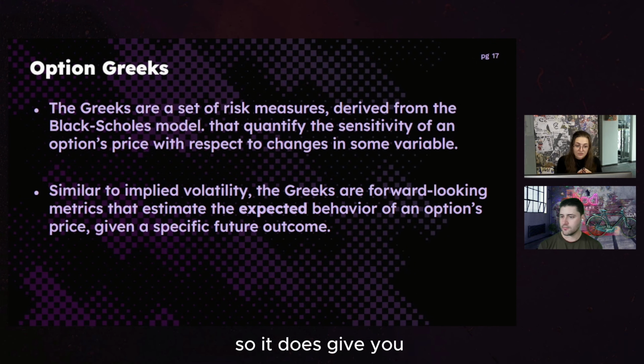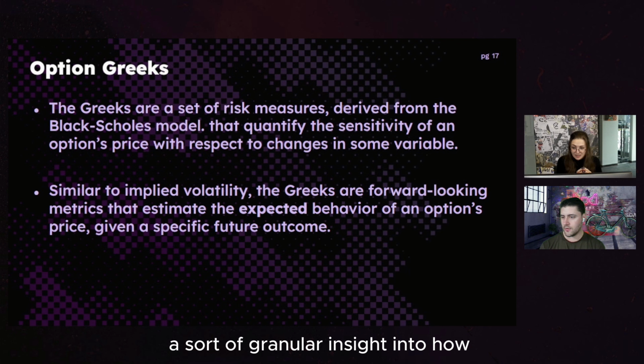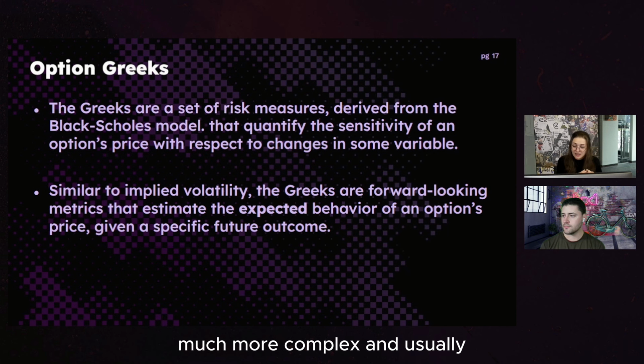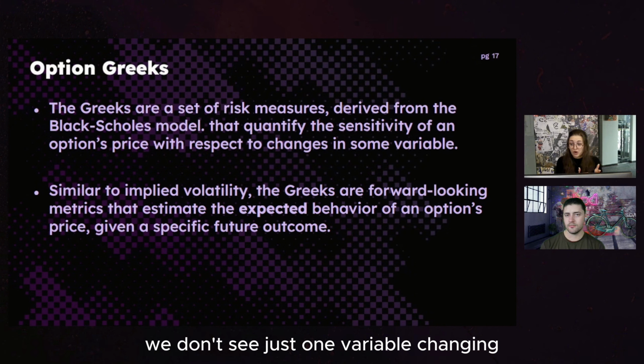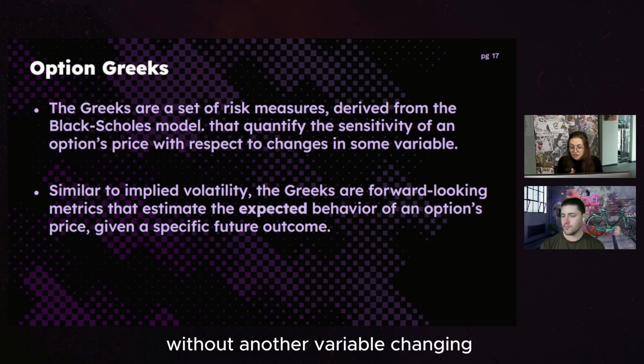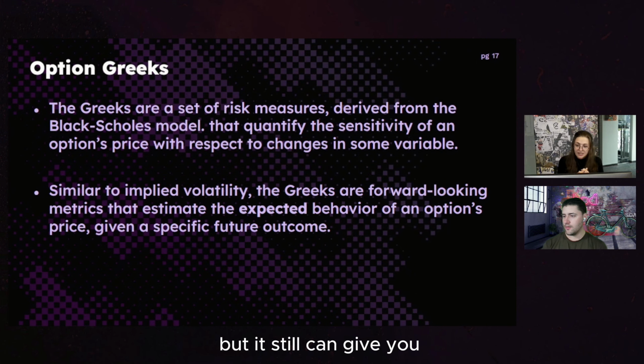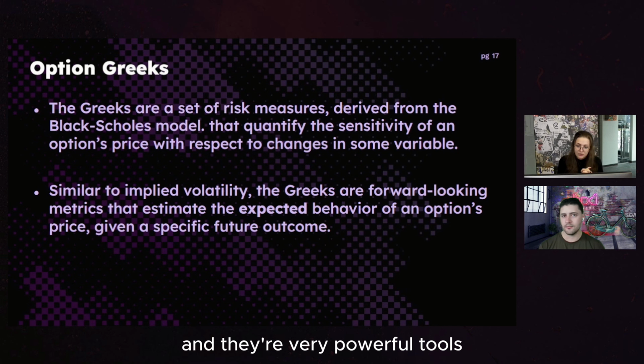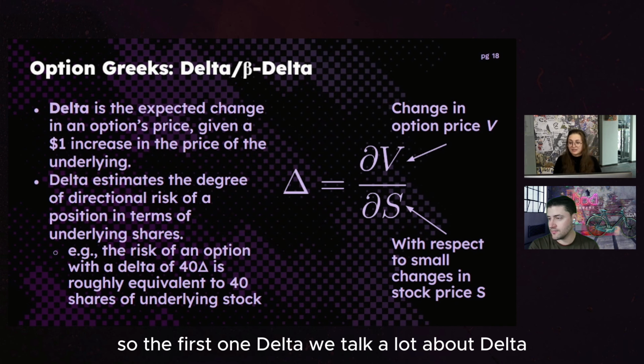So it does give you a granular insight into how option P&Ls are expected to change relative to some variable. But obviously, markets are much more messy than that, much more complex. And usually we don't see just one variable changing without another variable changing. But it still can give you metrics that you can really build a trading framework around, and they're very powerful tools. So the first one, delta.